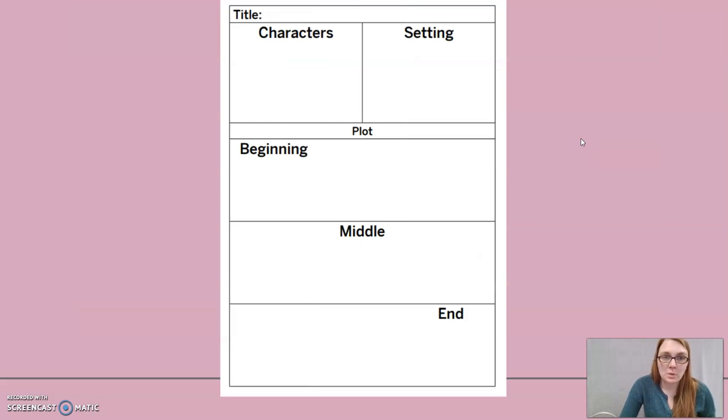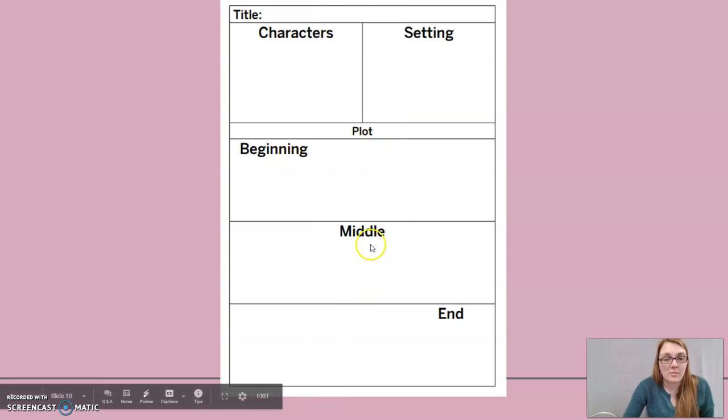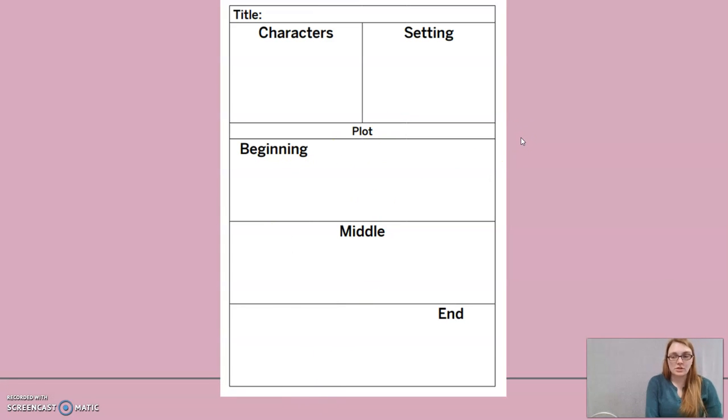Okay, so today we're going to work on this story map. We've seen something like this before. So it has the title, the characters, the setting, and then the beginning, middle, and end parts of the plot. So let's think about the story we just read together. Who are the characters? Yeah, we have mom and dad, and then we have the kid who is the narrator.